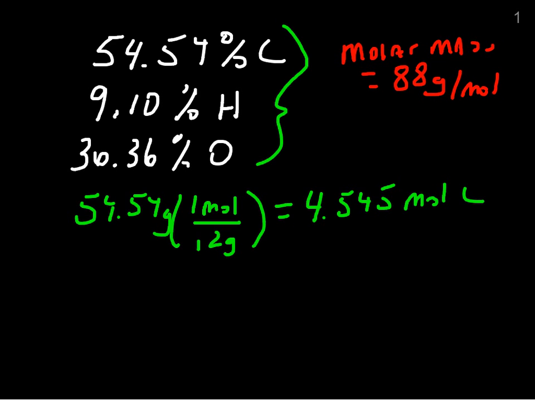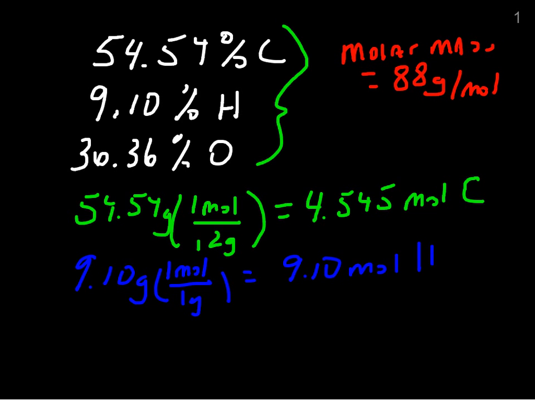Now I want to be real careful. I'm not worried about sig figs at this point, because I want my calculator to have as many numbers in there as I possibly can to make sure that when I go to figure out what the ratio is, I'm going to have a better chance of getting it. Now I have 9.10 grams of hydrogen. 1 mole of hydrogen has a mass of 1 gram, so that means I get 9.10 moles of hydrogen.